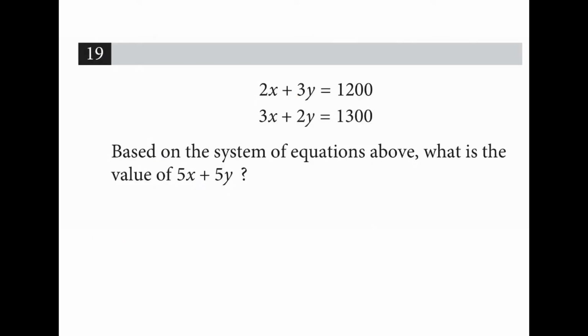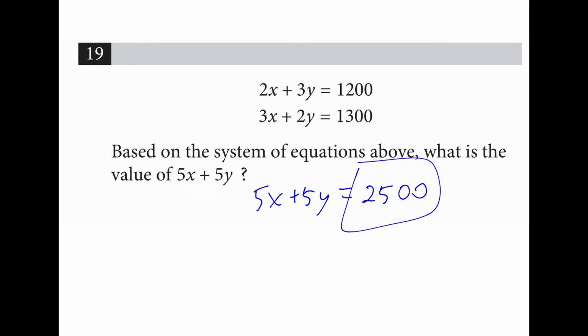If we add straight down all the columns, 5x plus 5y is equal to 2500, which jumps straight to the answer.